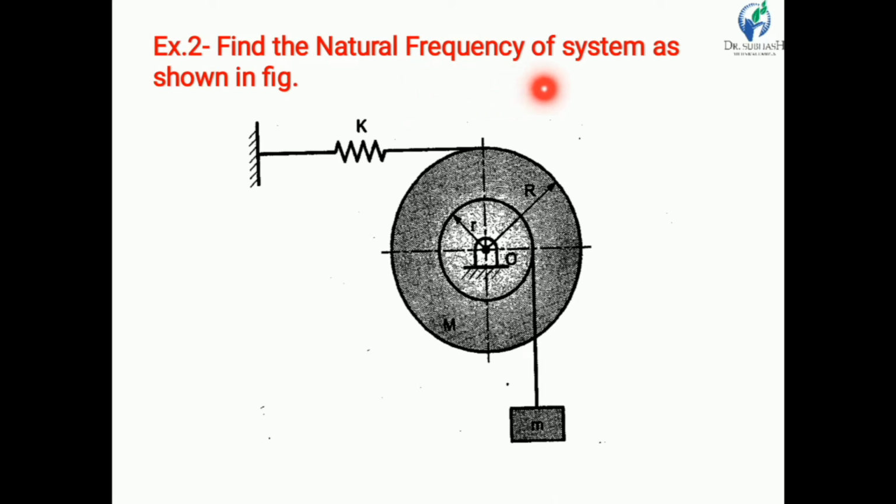Now let us see another example. Find the natural frequency of the system as shown in the figure. So here another system is given, but here there are two pulleys. One pulley has radius capital R and another pulley has radius small r.